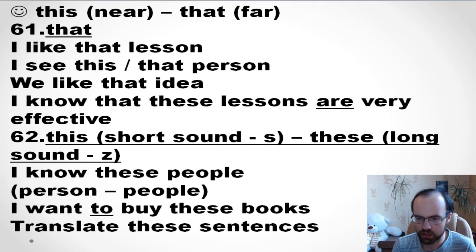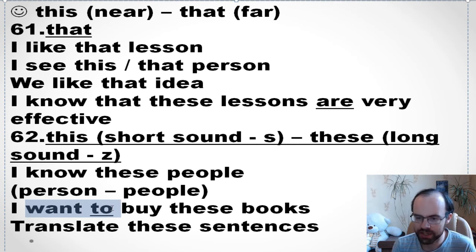So person, people. One person, if it's more than one, we say people. I want to buy these books. So don't forget to use to. Between two verbs, we normally use to. So remember this structure: want to plus verb.